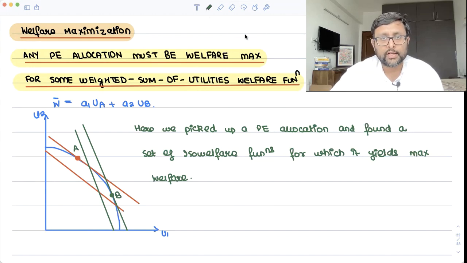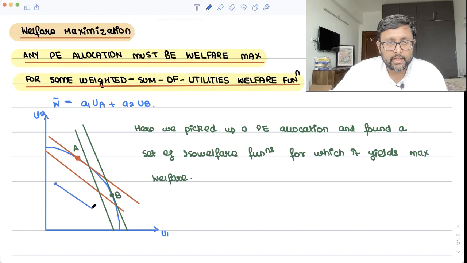And what do you mean by a convex set? That you pick up any 2 points in the set, any 2 points, not only these 2 points, and you join them by a line segment, and that line segment lies entirely within the set. So that's a convex set.